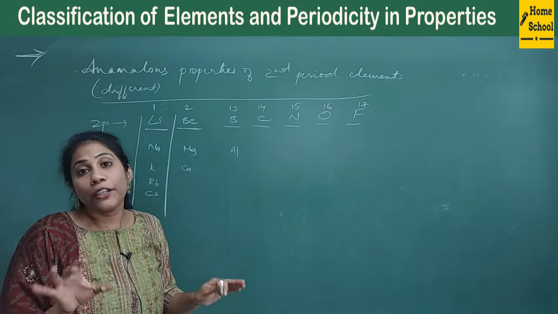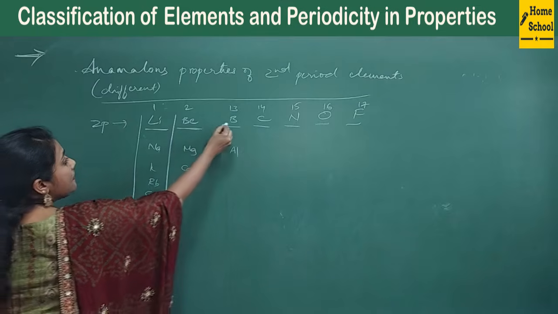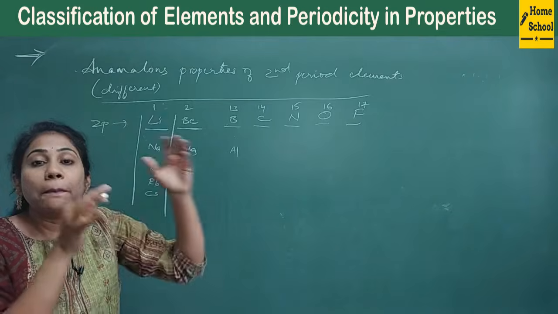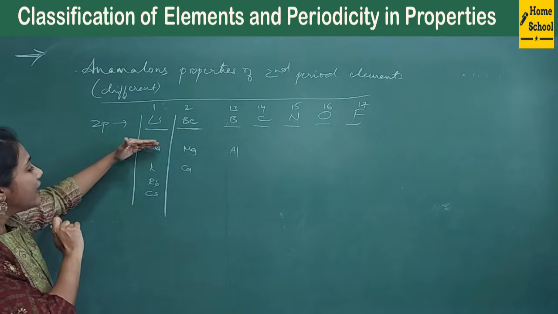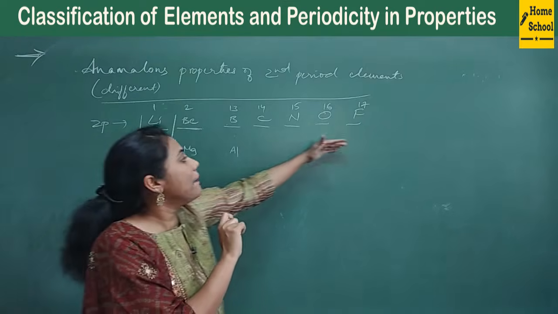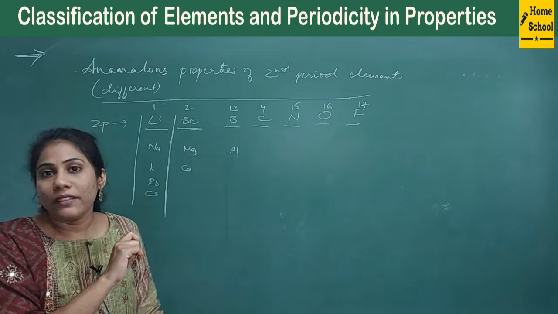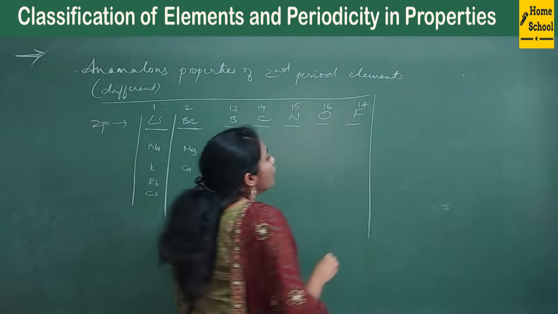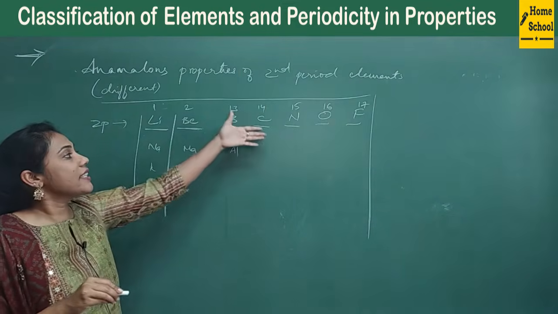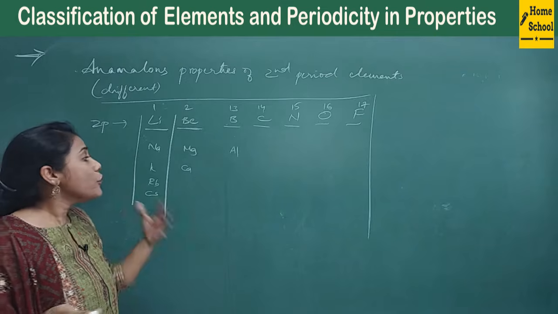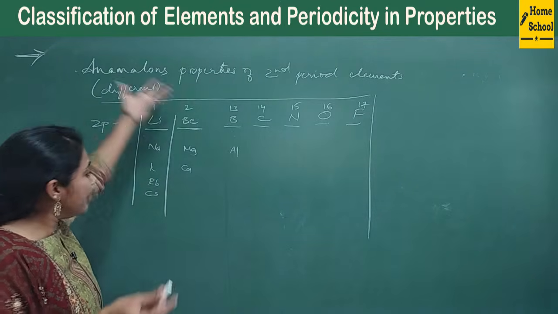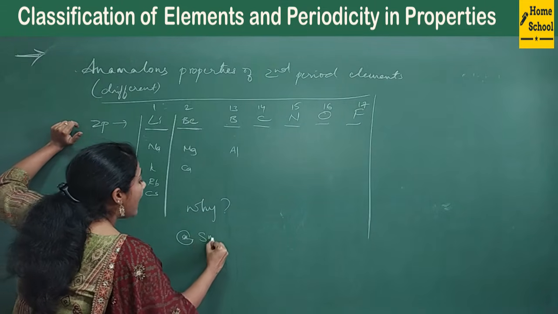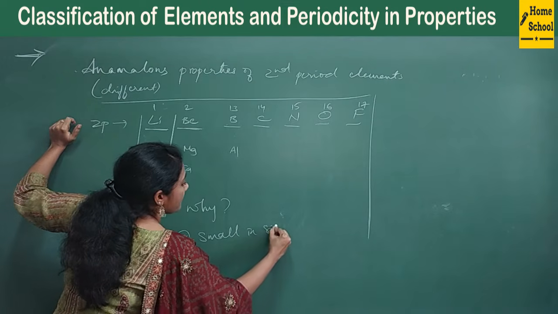But I am telling you that the first placed element in every group is much different. It behaves differently than the rest of the elements in a particular group. So why? This is what we are going to understand. First, let us understand what different properties these elements show. Why are they different? The first reason is that they are small in size.